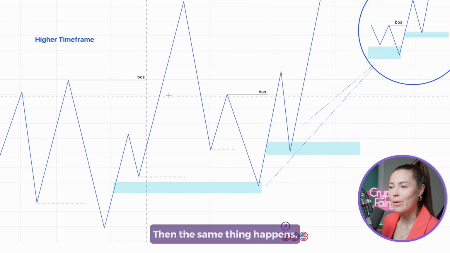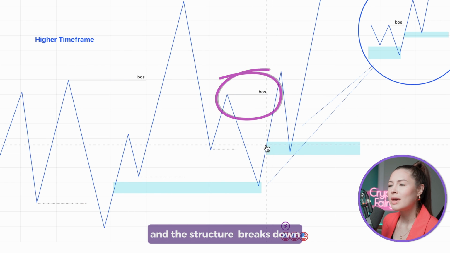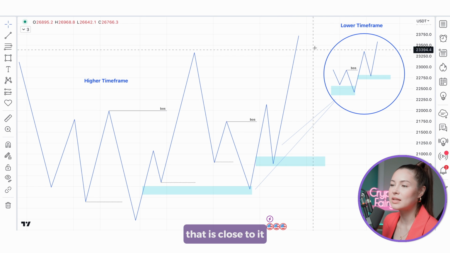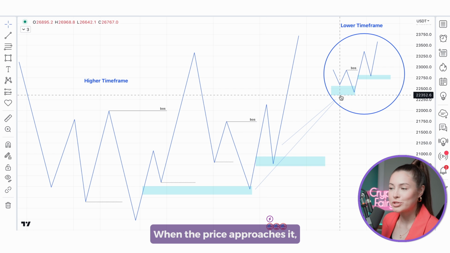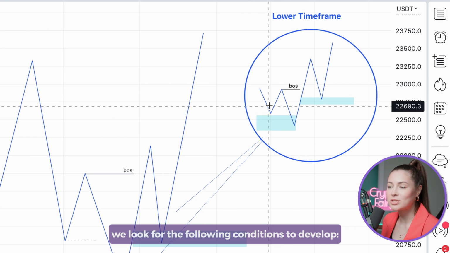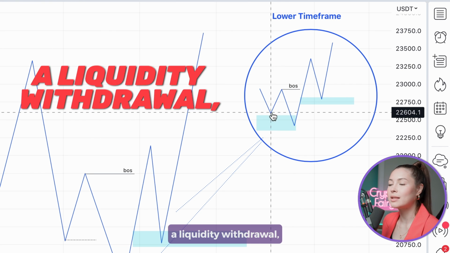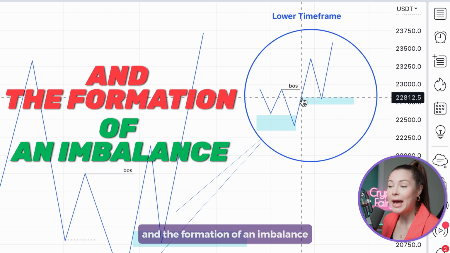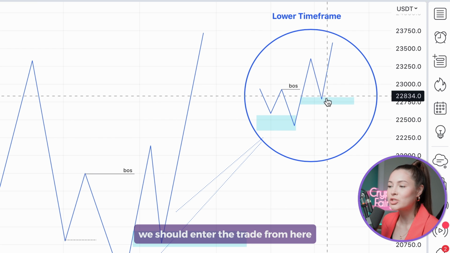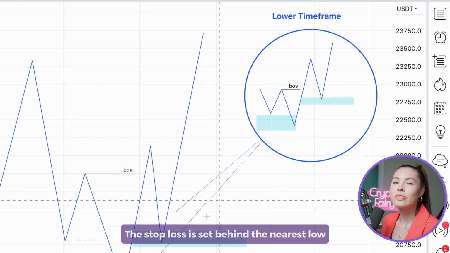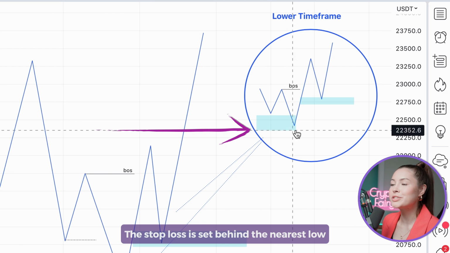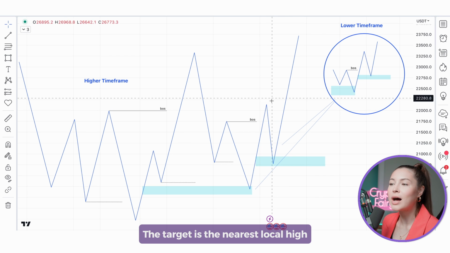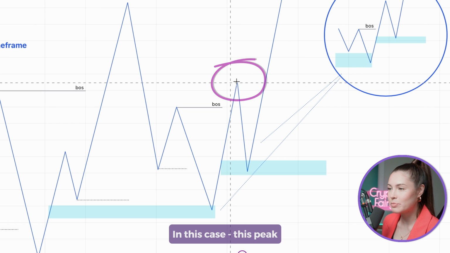Then the same thing happens and the structure breaks down. An imbalance is formed here. We're now waiting for the price that is close to it. When the price approaches it, we look for the following conditions to develop: an approach, a liquidity withdrawal, a structure breakdown, and the formation of an imbalance. After that, we should enter the trade from here. The stop loss is set behind the nearest low. It will be about here. The target is the nearest local high, in this case, this peak.